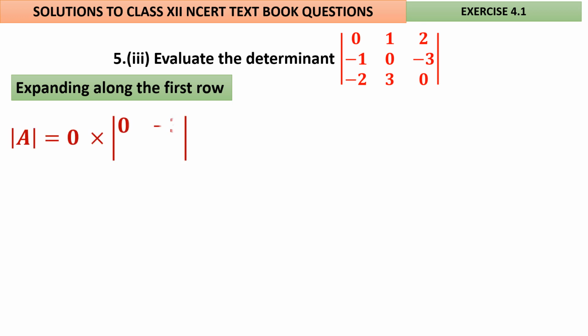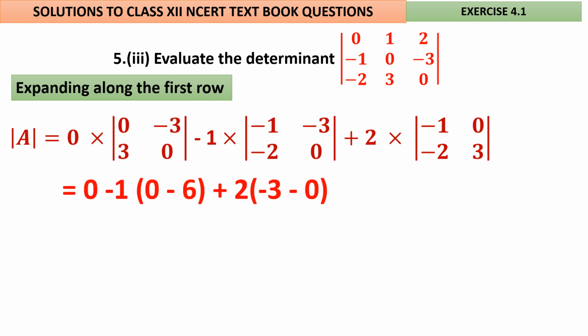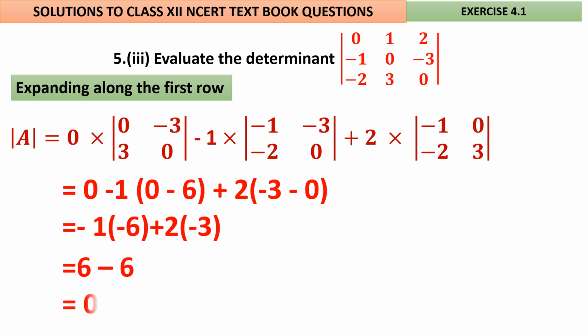Let us evaluate it with respect to the first row. 0 multiplied by minus 1 multiplied by a 2 cross 2, and plus 2 multiplied by a 2 cross 2. 0 multiplied by, no need to worry about it, minus 6, minus 1 multiplied by minus 6, and 2 multiplied by minus 3 minus 0. Minus 6 plus 6, final answer 0.